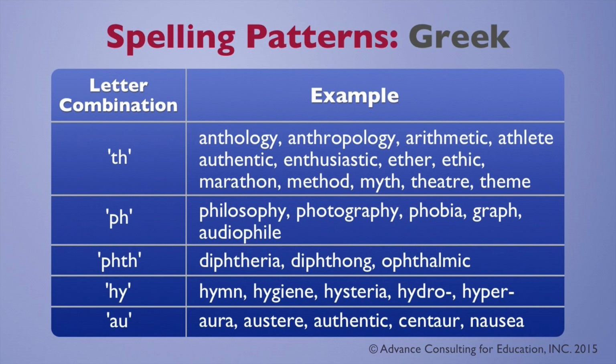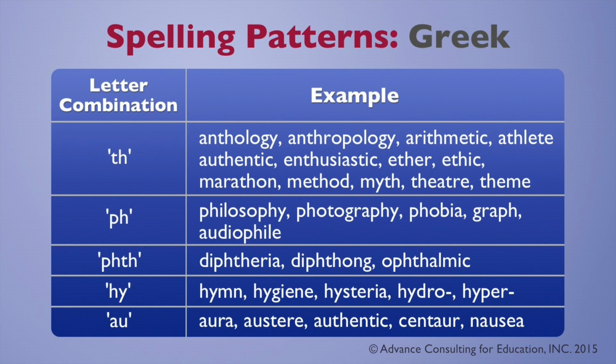And here are some Greek spelling patterns. So the TH sound, a lot of our THs come from Greek. So anthology, anthropology, arithmetic, athlete, authentic, enthusiastic, ether, ethic, marathon, method, myth, theater, theme. And the PH also comes from Greek. Philosophy, photography, phobia, graph, audiophile.